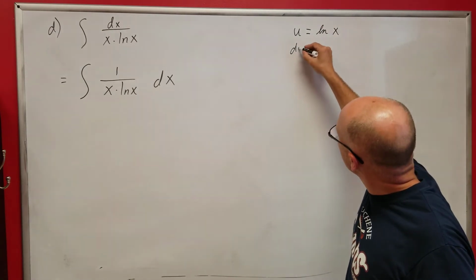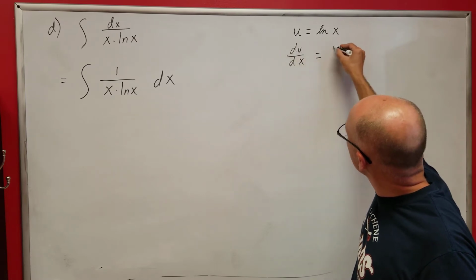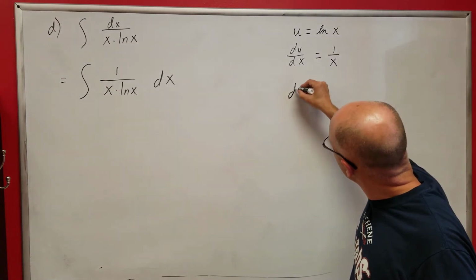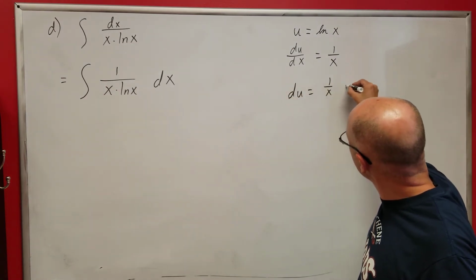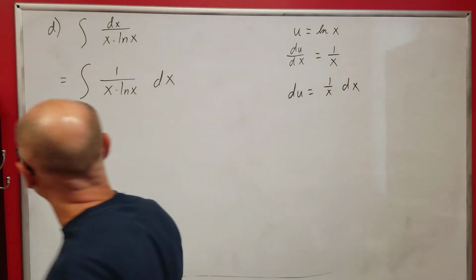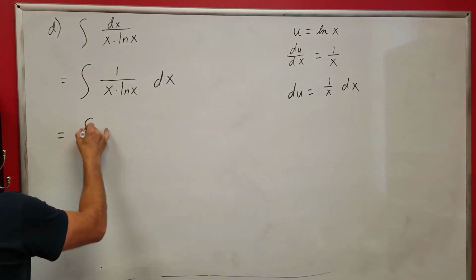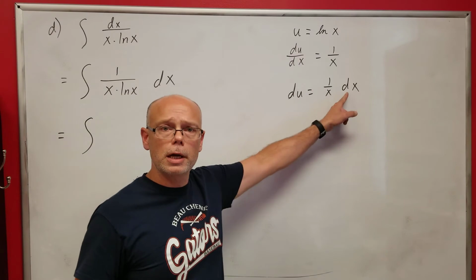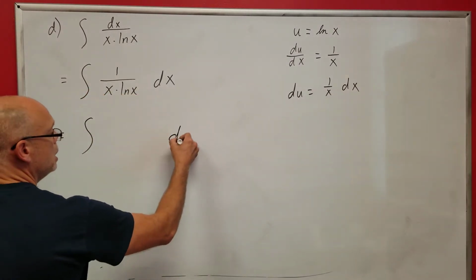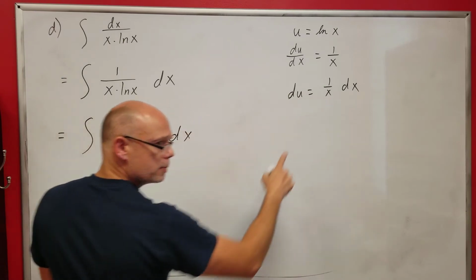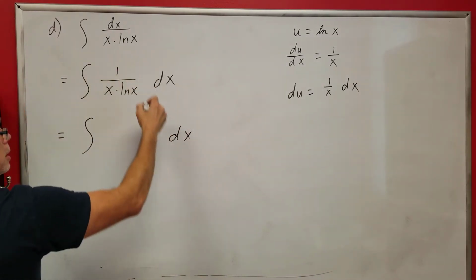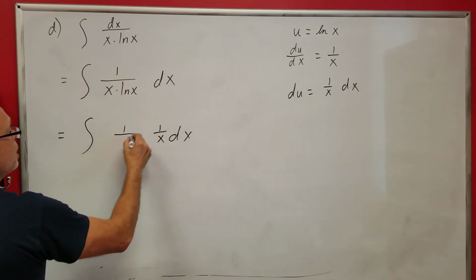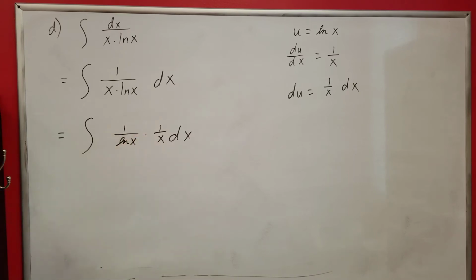So if I go ahead and take the derivative of both sides with respect to x, what do I get? 1 over x, right? So du will equal 1 over x dx. So over here, what do I have? Well, I want to rewrite it to make it look something like this right here. So I need dx here, but I need 1 over x multiplied by it. Can I take this 1 over x right here and factor it out like that? Then what am I left with? I'm left with 1 over natural log of x like that, right?